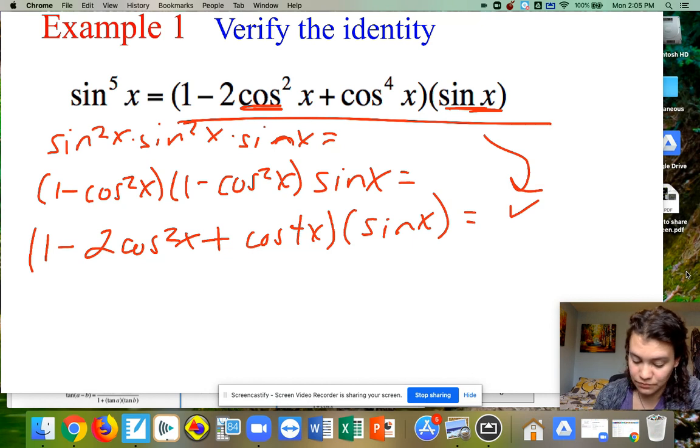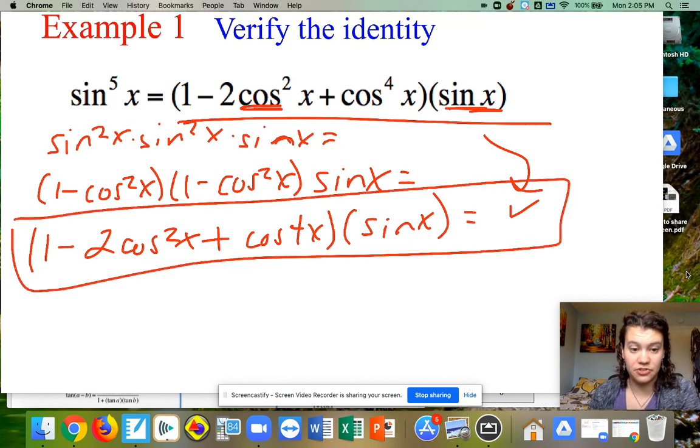So you're done. So if you're going the opposite direction, all you have to do is factor this, and you'll end up with these two things. Replace them with sine squareds, and you'll end up back at sine to the fifth. So it doesn't really matter which direction you go. You can go either way.